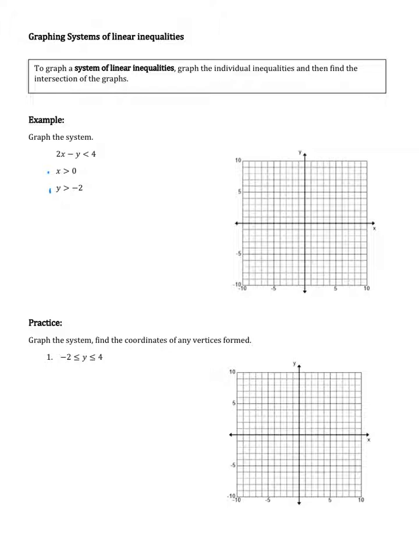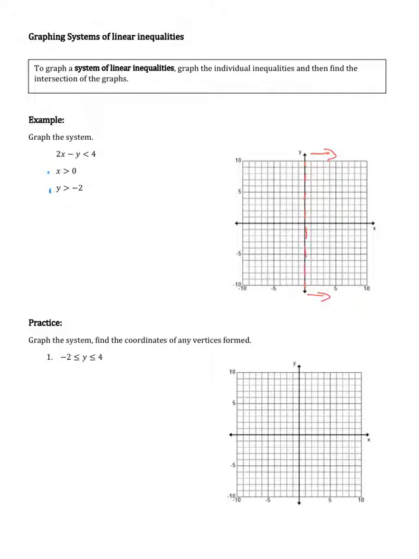I'm going to graph the first one in red, x greater than 0. Now again, greater than gives me a dotted line. These are all the values that are greater than 0, the x values. So I'm going to indicate that I want to shade to the right hand side, because those are the x values that are greater than 0.